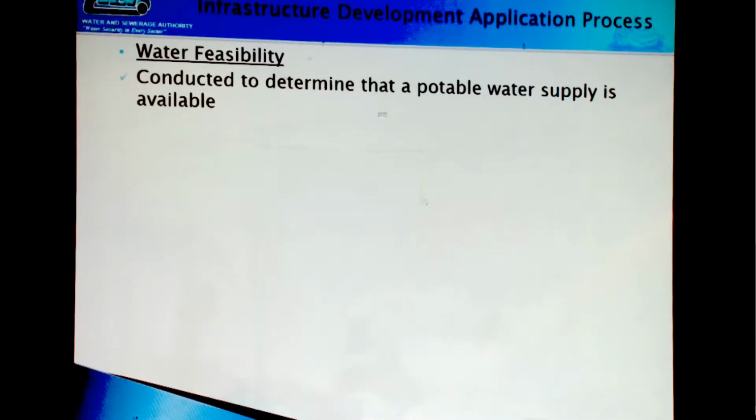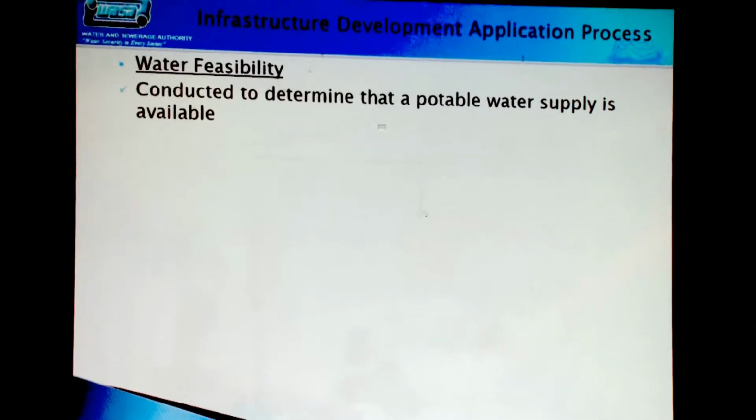Once we receive the application, we begin the processing, right? So we conduct a water feasibility. This is conducted to determine that the authority can provide a potable water supply to your proposed development, right? There are certain minimum requirements that we have under the RIC regulations to provide you with. So we conduct this to make sure that we can maintain that.